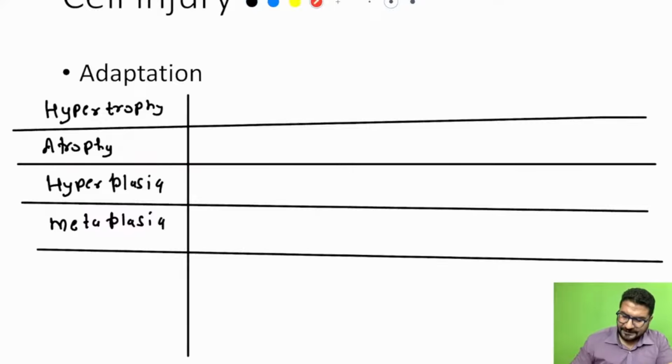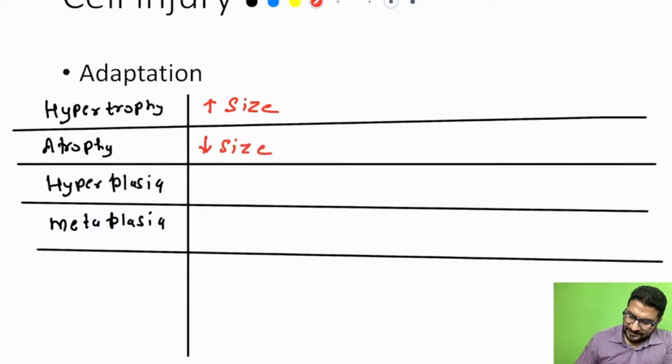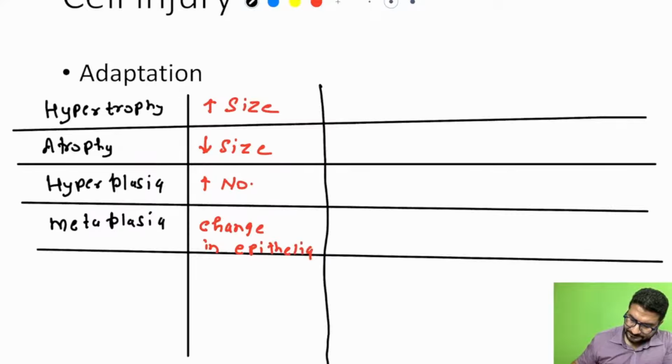Hypertrophy means increase in size, right? Size is increasing. Now they ask you what the examples of hypertrophy are, but first let's look at the definitions. Atrophy means decrease in size. Hyperplasia means increase in number. Metaplasia means change in epithelia, means epithelia is changed. So these are the definitions.